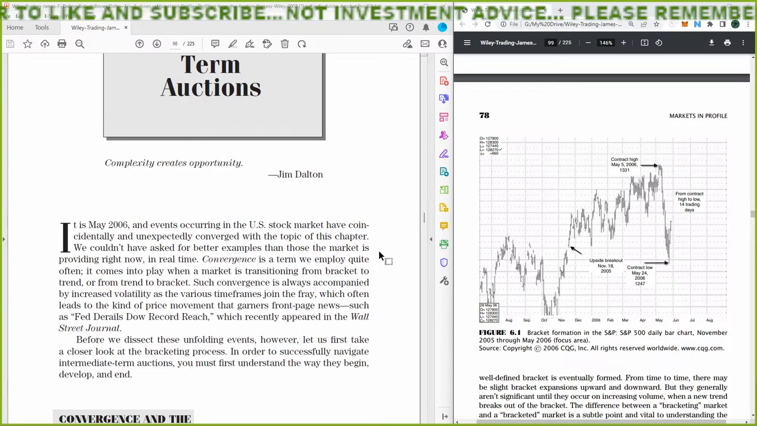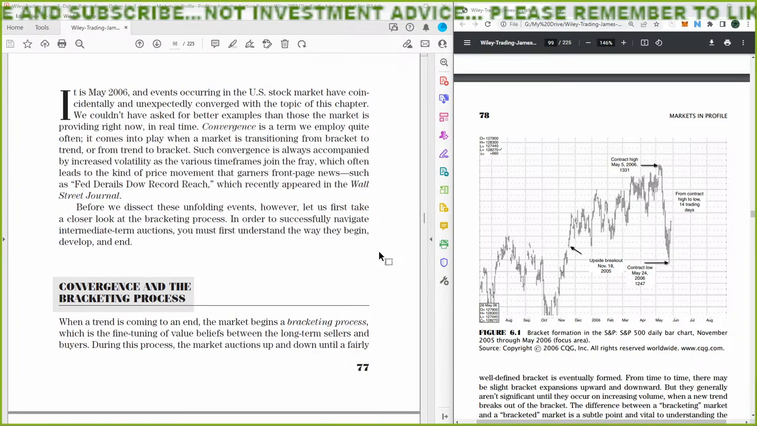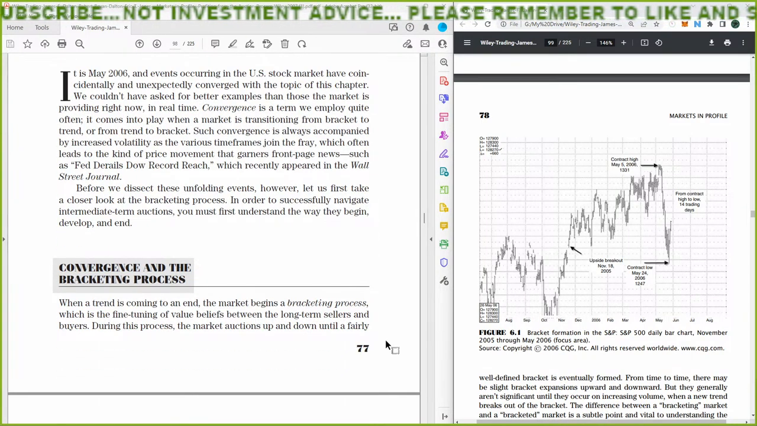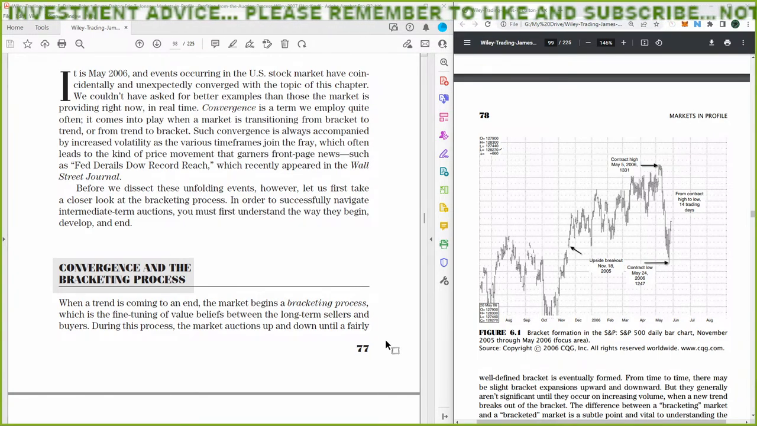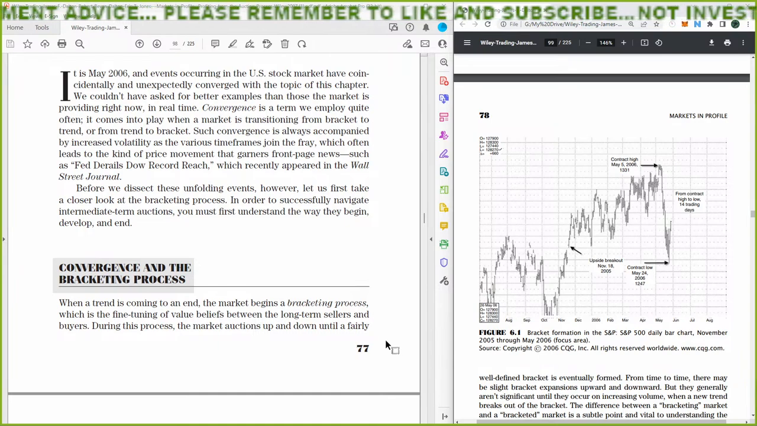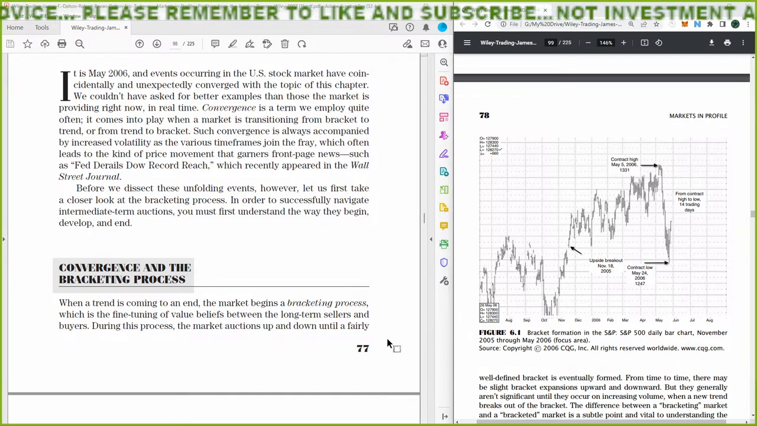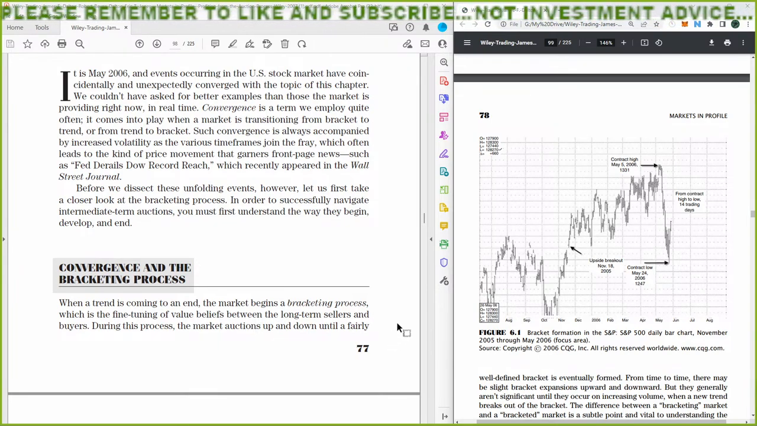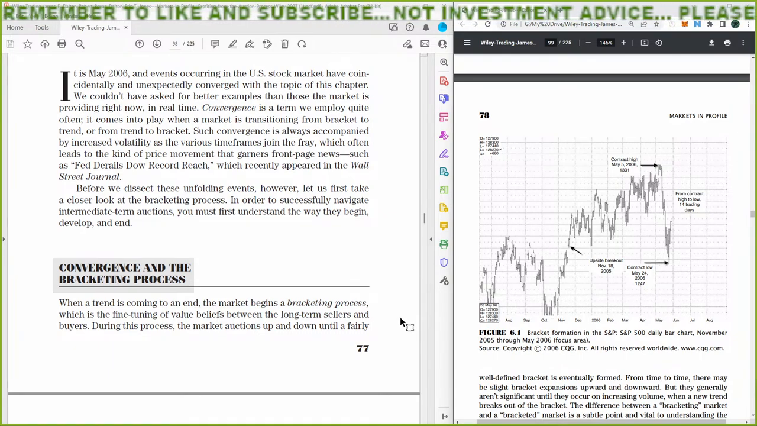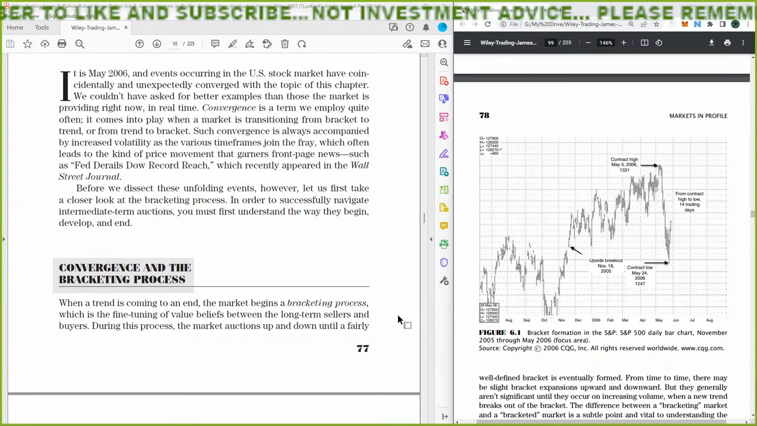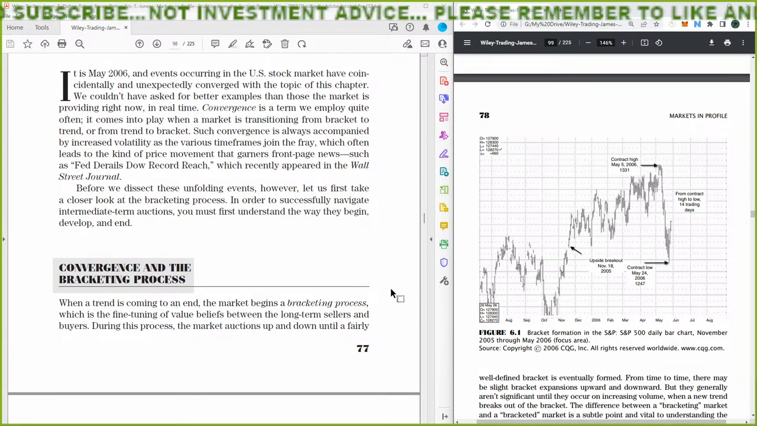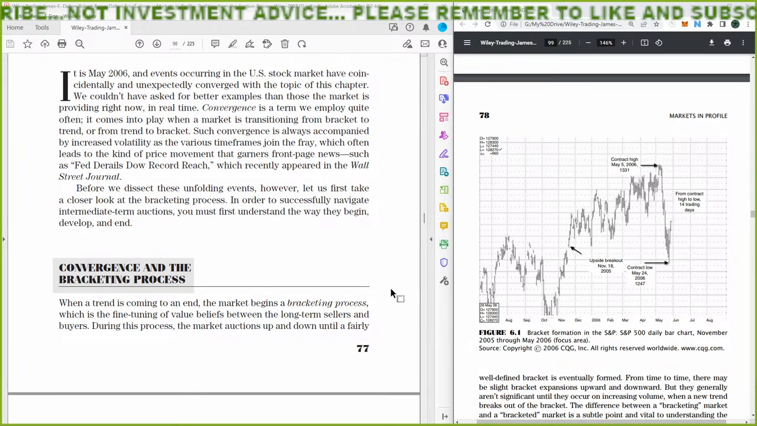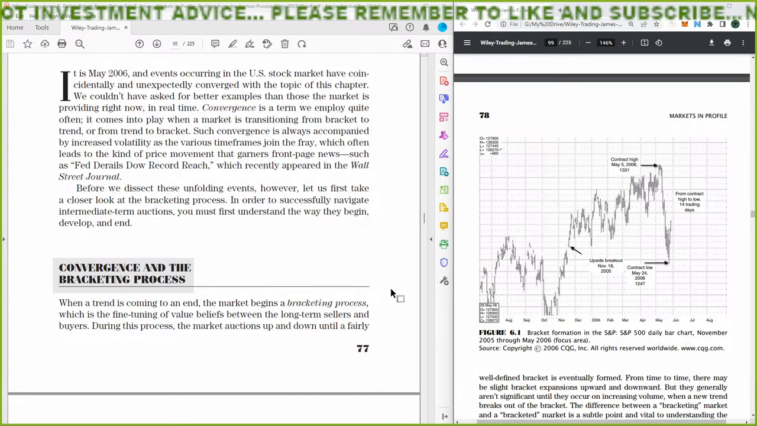Complexity creates opportunity, Jim Dalton. It is May 2006, and events occurring in the U.S. stock market have coincidentally and unexpectedly converged with the topic of this chapter. We couldn't have asked for better examples than those the market is providing right now in real time. Convergence is a term we employ quite often. It comes into play when the market is transitioning from bracket to trend or from trend to bracket.